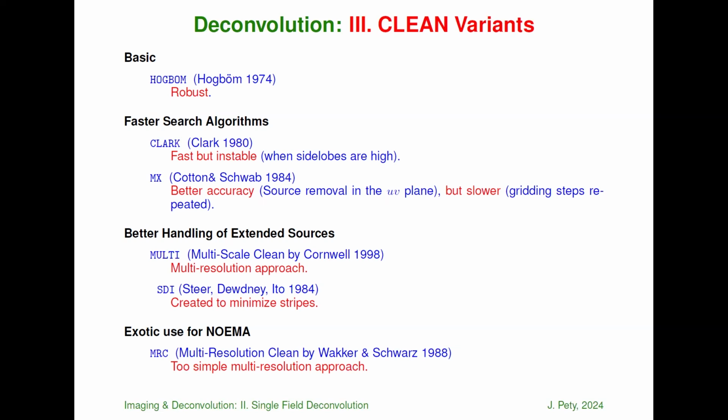The difficulty with Clark and MX is when you have side lobes that are larger than 20 or 30%, then it has difficulty to converge. So that's why in MAPPING, the default algorithm is Hogbom. You're sure that you will converge. Okay?